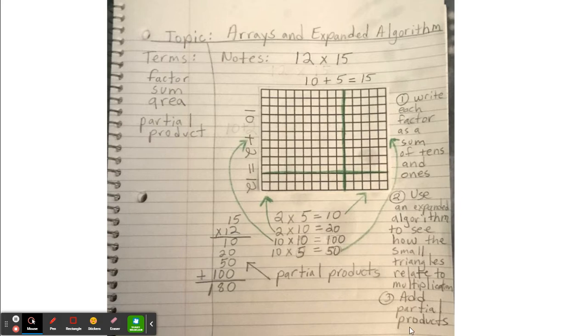Then the next step is to add our partial products. So I wrote my partial products to the side under my multiplication problem, and I added them together to get my final product. This is called the expanded algorithm. So we're using several of the things we've learned so far. We're using partial products, we're using arrays, and then we're using the expanded algorithm to solve a multiplication problem. Let's finish watching the video.